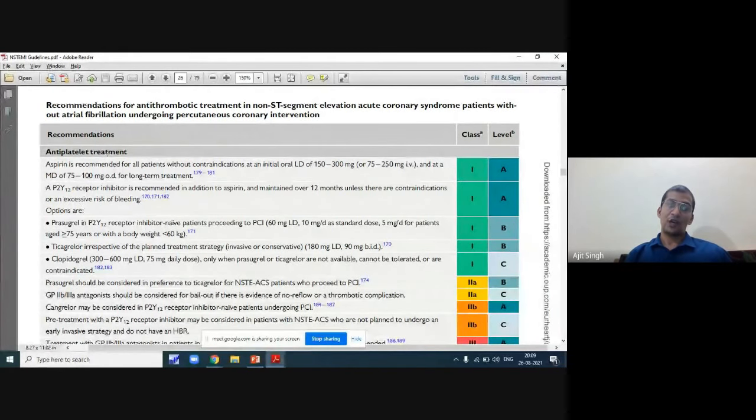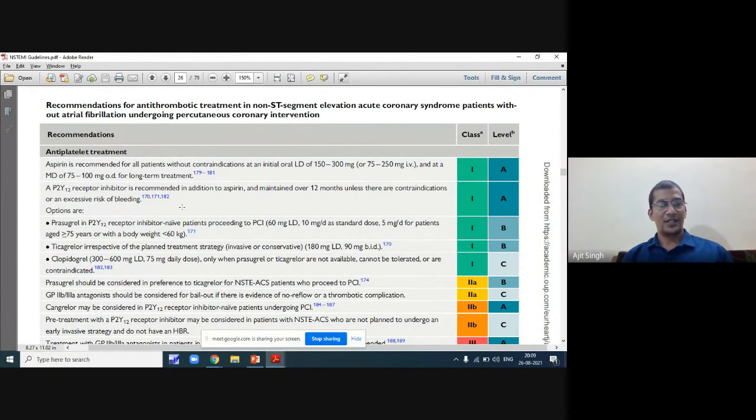A P2Y12 inhibitor is recommended in addition to aspirin and maintained over 12 months. The newer guidelines say that these drugs are recommended for 1 year, but not definitely, because of the patient's lifestyle and comorbidity. Depending on that, we continue DAPT. After 1 year, we usually continue one drug, either clopidogrel or aspirin, with atorvastatin for the long term, even till death, because that is recommended.